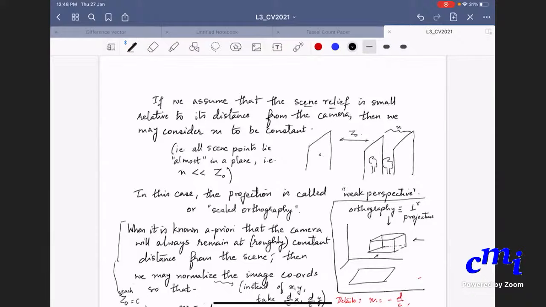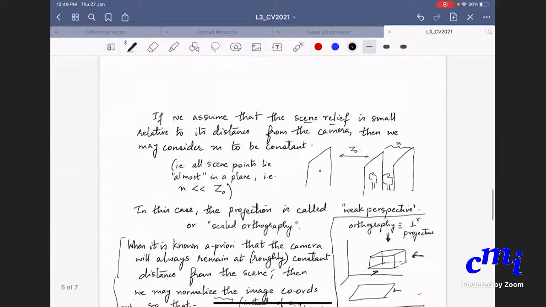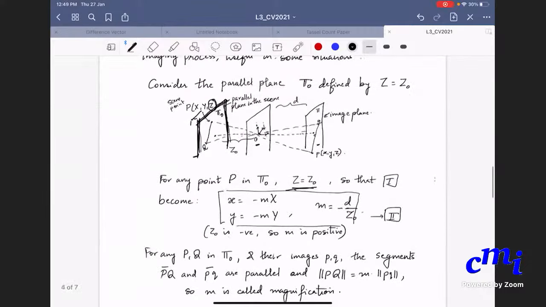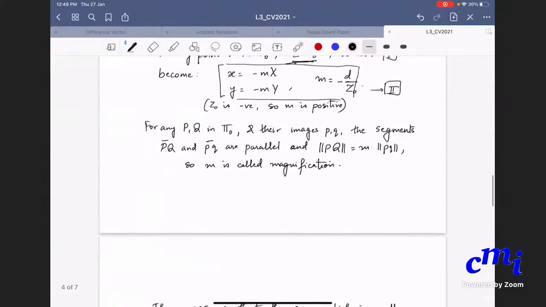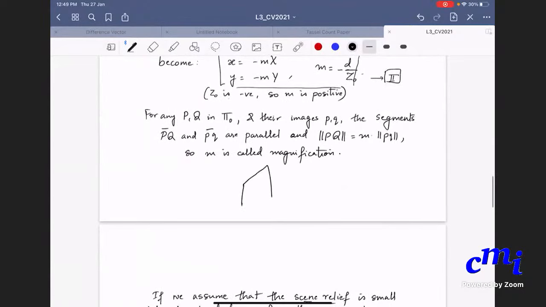Orthography simply means, if you have a 3D object in space and you're viewing it from the top, let's say, then how is it going to look in the XY plane? Or if you view it from the sides, then how is the projection going to look in the corresponding ZX or ZY planes? These are called orthographies. And because this weak perspective, you can think of it as an orthography.